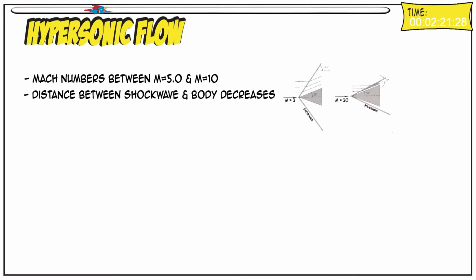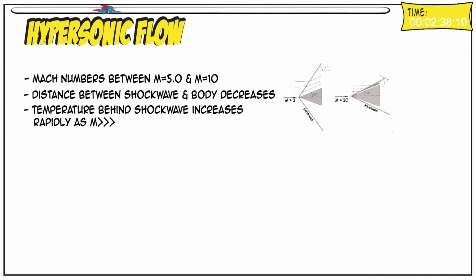As the body's Mach number increases, the density behind the shockwave generated by the body also increases, and this corresponds to the decrease in volume behind the shockwave due to the conservation of mass. Consequently, the distance between the shockwave and the body decreases at higher Mach numbers. Further increasing the Mach number will result in higher temperatures being generated in the region behind the shockwave and the body, also known as a shock layer.